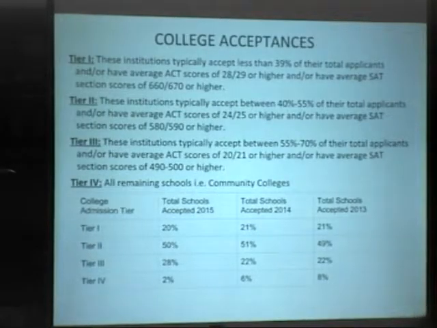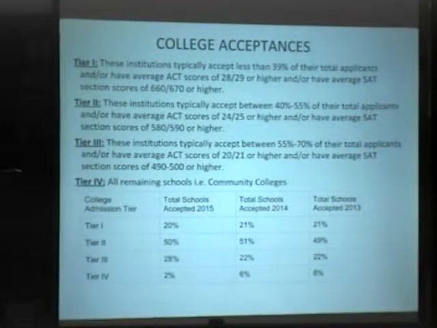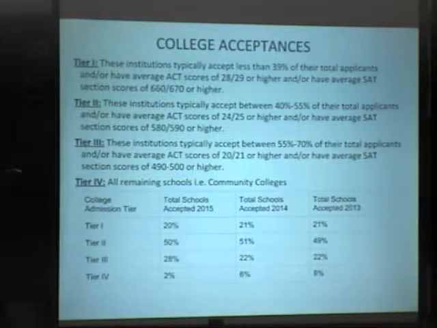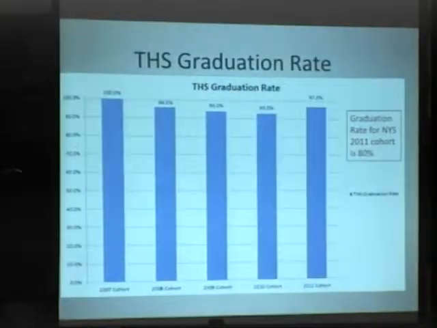College acceptances, I alluded to them before. You can see total acceptances 2015, Tier 1, 20%, Tier 2, 50%, Tier 3, 28%, and Tier 4, 2%. So we're proud of that. The guidance department and teachers have worked hard. We want to continue maintaining at 70% and keeping going higher. Graduation rate, basically 97%. We're very proud of that for the cohort. One of the things with a small school is we should have a high graduation rate.